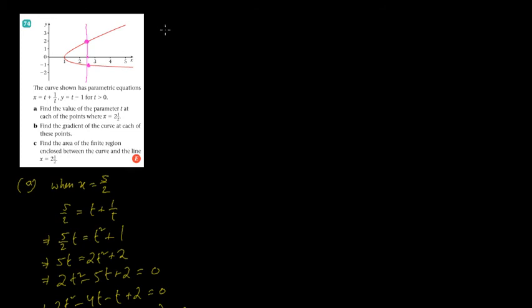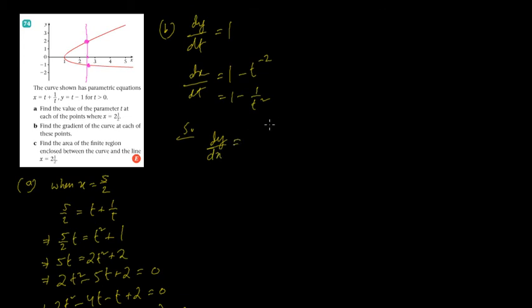For gradient we need the expression, so dy by dt. So dy by dt is going to be, the derivative of t minus 1 is 1, and dx by dt: the derivative of t is 1, and 1 by t means t to the power minus 1, that means minus t to the power minus 2. So 1 minus 1 by t squared. So dy by dx would be dy by dt divided by dx by dt, that is 1 divided by 1 minus 1 by t squared.